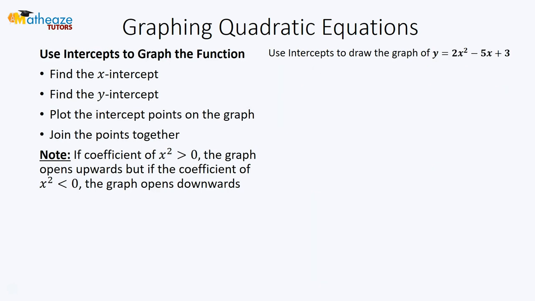Now let's look at this equation here. We're going to look for the x-intercept: 2x squared minus 5x plus 3 equal to 0. And then for the y-intercept, that should be pretty easy. y is 2 times 0 squared minus 5 times 0 plus 3. So here we're going to solve these. We're going to factor these, the left-hand side first, and then equate it to 0.